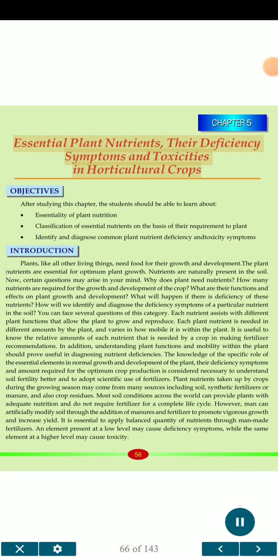Essential plant nutrients, their deficiency symptoms and toxicities in horticultural crops. Objectives. After studying this chapter, the students should be able to learn about essentiality of plant nutrition, classification of essential nutrients on the basis of their requirement to plant, identify and diagnose common plant nutrient deficiency and toxicity symptoms.